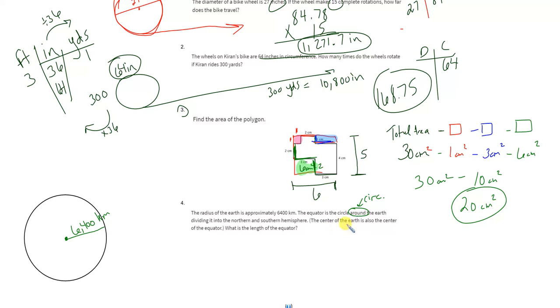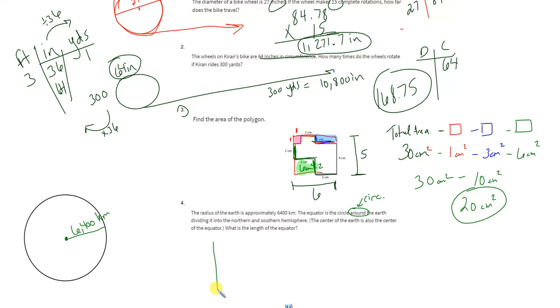So the center of the Earth is also the center of the equator. So if the circumference was the equator, then this would be the middle of the Earth, and this is also the center the radius is measured from. So the question is, what is the length of the equator? So it's just a fancy way of asking us to find the circumference.